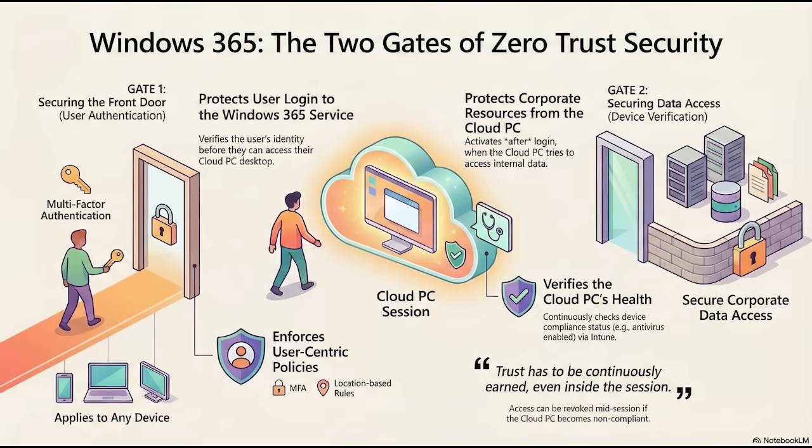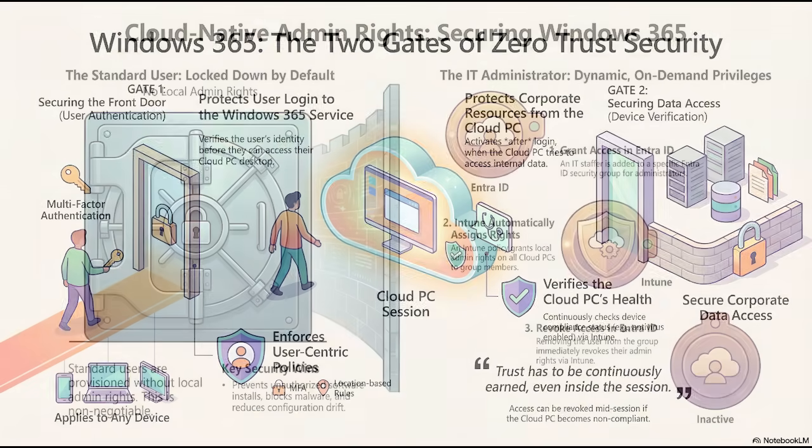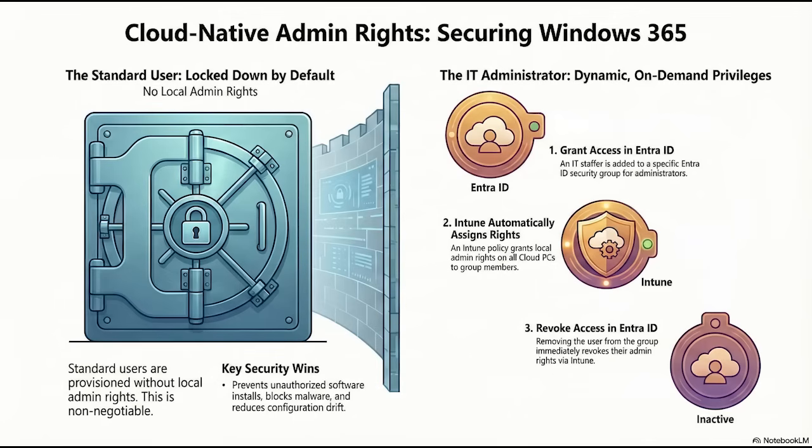That is the definition of zero trust in action. It really is. Okay, let's pivot to the principle of least privilege. This is so critical for reducing the attack surface. The document seems absolutely firm on the default state of the user. And this is where I think IT managers are going to rejoice.